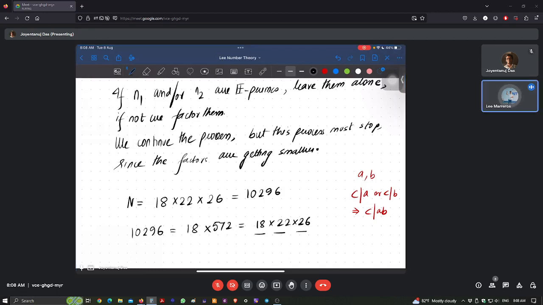Okay. So you don't touch the 22, the 18 or 26 anymore, because individually they are E primes, right? So we don't have to go further. Yeah, exactly.